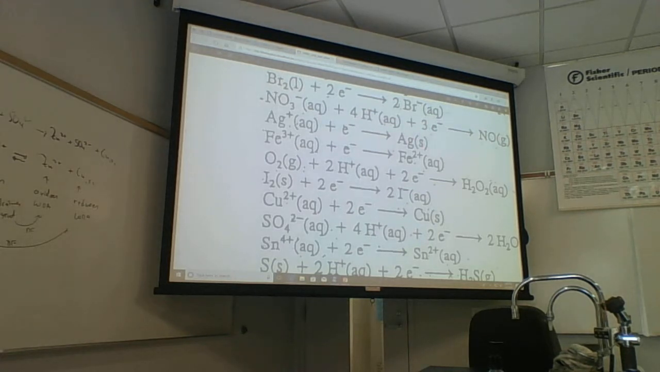Are there any spectators? Yeah. What is it? Nitrate is the spectator, so let's get rid of that. Net: copper solid plus 2 silver ions yields copper 2 plus 2 silver metals. In other words, copper is a reducing agent, the silver ion is the oxidizing agent.